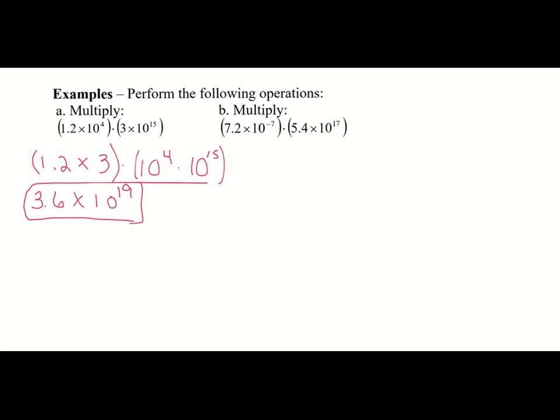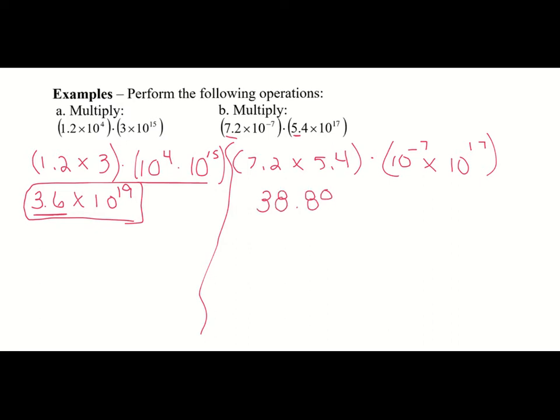Now, sometimes when you do this, your A value will not always be a number between 1 and 10, so we will have to modify that a little bit. So if you see that, you have to modify it somewhat. All right, let's look at the next one, where I think you're going to see that same situation I just talked about. So again, I'm going to put the A values together, so 7.2 times 5.4, and then times, we'll put the powers together, 10 to the negative 7th power times 10 to the 17th. Okay, when I do 7.2 times 5.4, I end up with 38.88.